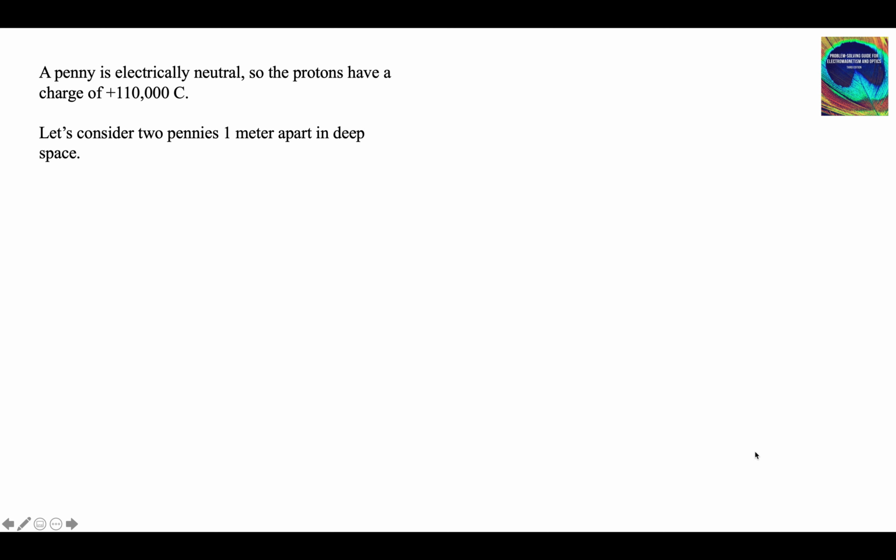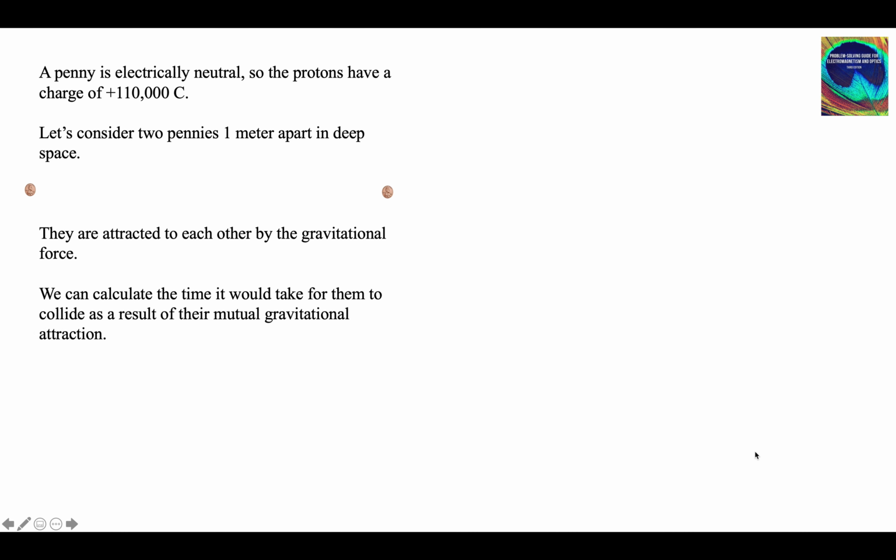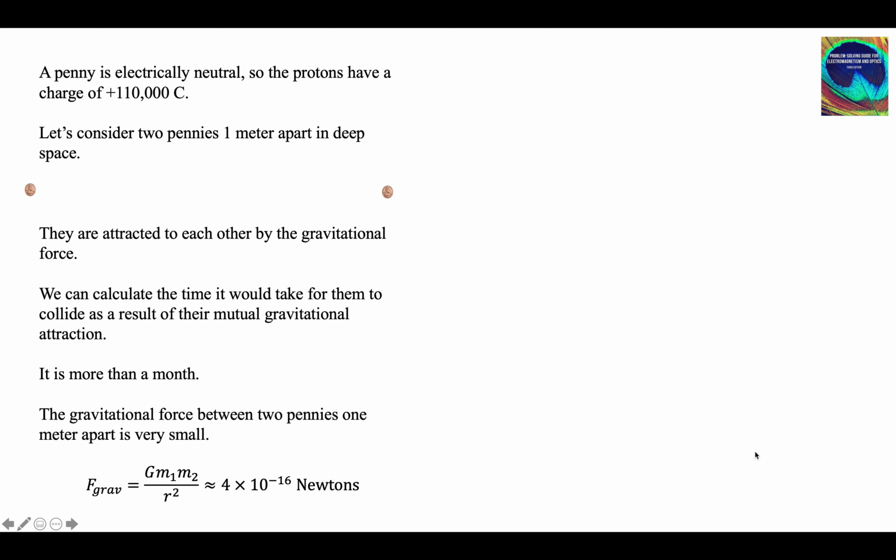So let's consider two pennies 1 meter apart in deep space. There they are. They are attracted to each other by their gravitational force. They have mass. They pull on each other. We can calculate the time it would take for them to collide, and it's long, more than a month. Those pennies will not zip toward each other and crash into each other. Very slow. The gravitational force between two pennies 1 meter apart is very small. It's like 10 to the minus 16th newtons.